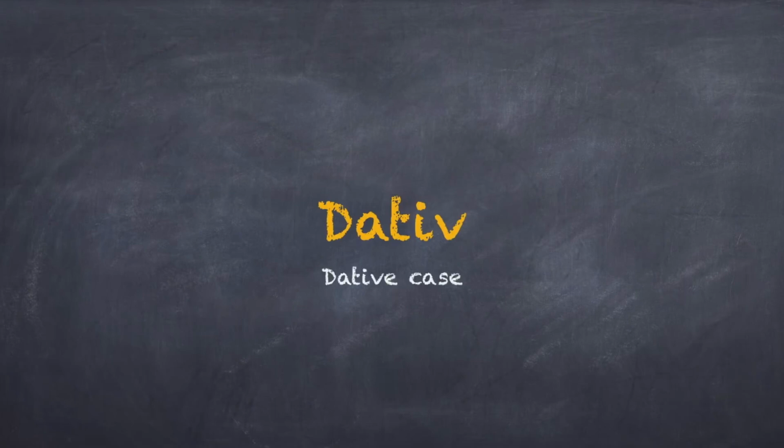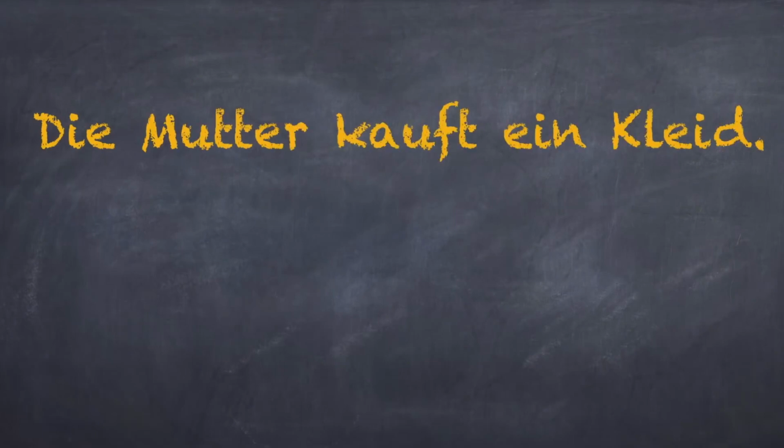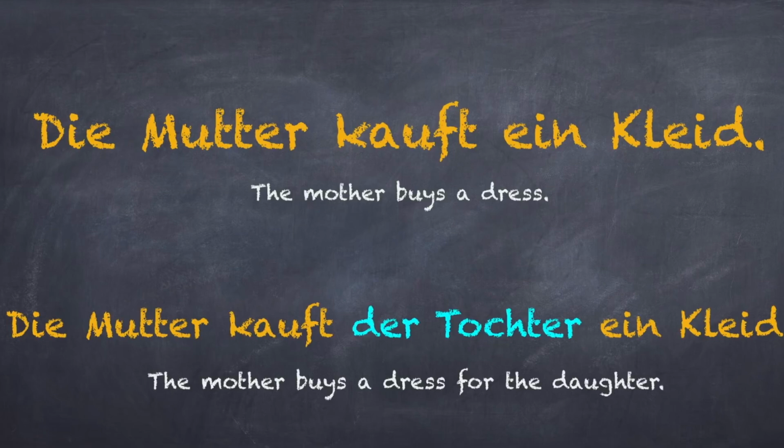Dative. Let's first take an example to understand what is dative. Here are two sentences. Die Mutter kauft ein Kleid. Die Mutter kauft der Tochter ein Kleid. The first sentence just has one object, that is ein Kleid, and is without a dative object. Whereas in the second sentence, we have two objects, der Tochter and ein Kleid. Der Tochter is the dative object.